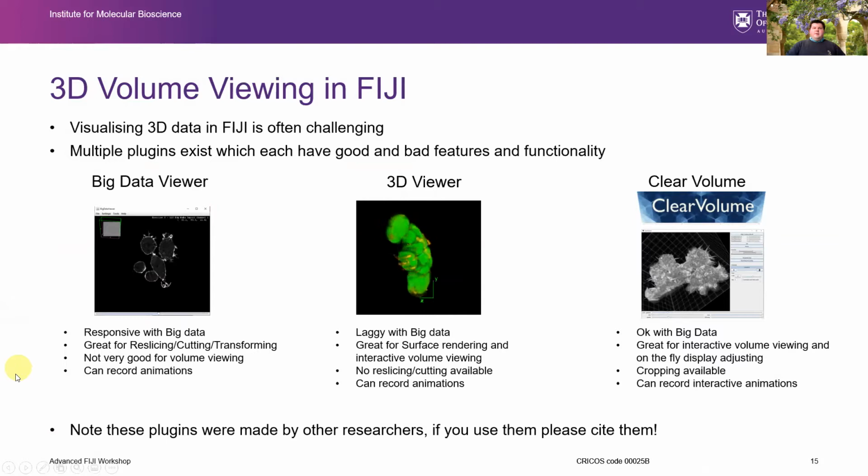The Big Data Viewer is very responsive with big data sets, as its name suggests, and it's great for reslicing, cutting, and transforming your data. But it's not very good at volume viewing your data, and it can record animations, which is quite nice. The 3D Viewer can be a little bit laggy with big data in my hands, but it's great for surface rendering and interactive volume viewing of some smaller data sets. It doesn't have reslicing or cutting available in it, and you can record animations.